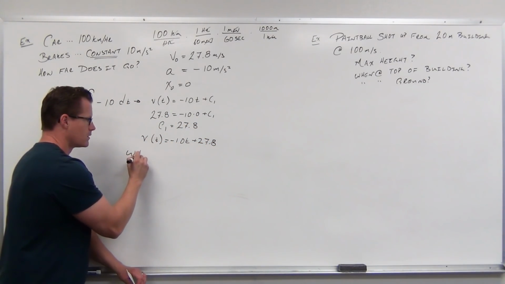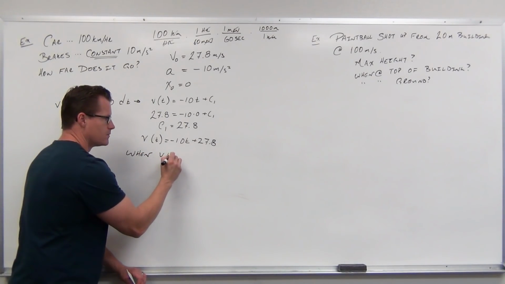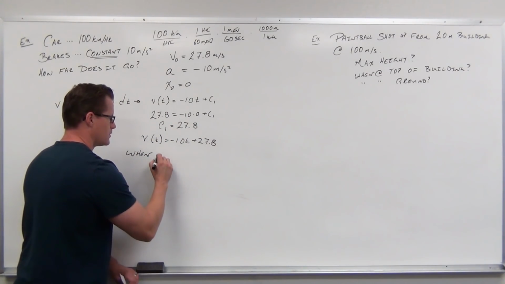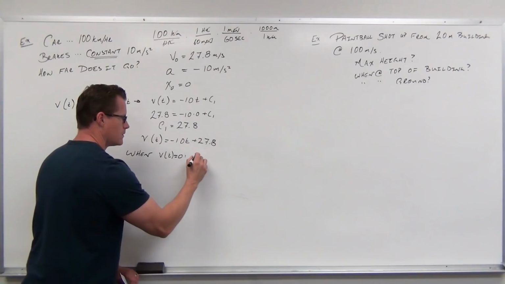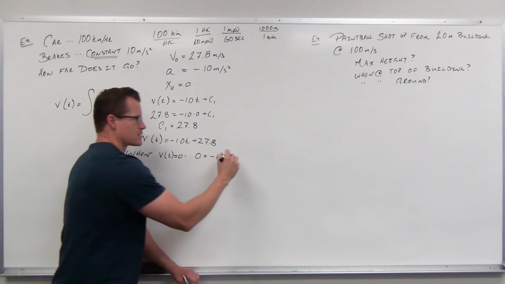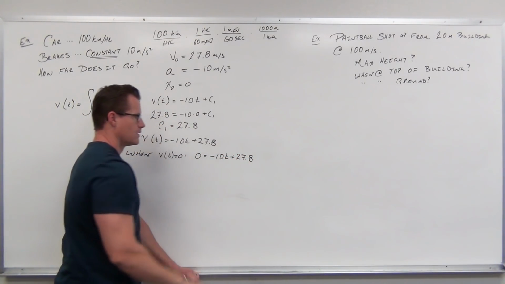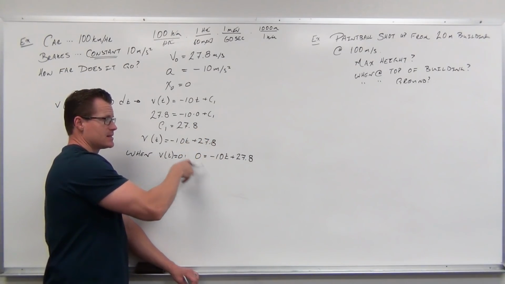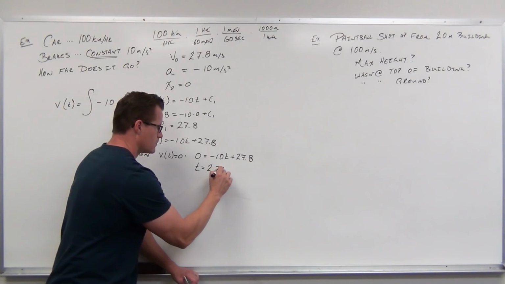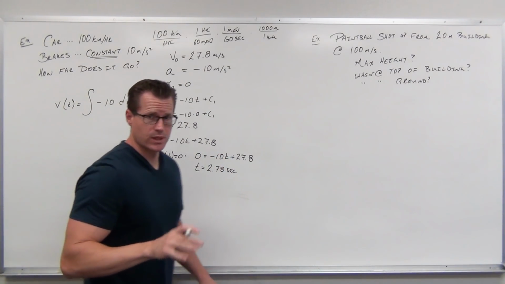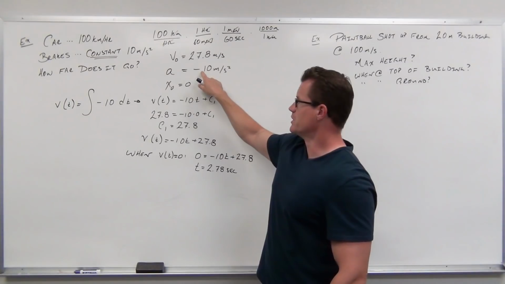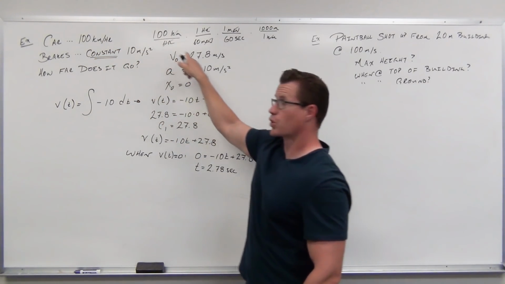So when velocity is 0, that's when our velocity is 0. Looks like if we add 10t, divide by 10, we just get about 2.8 seconds. So again, we knew our deceleration. That's what that said, constant deceleration. We know that if we change this to meters per second, it's going to work a lot better.